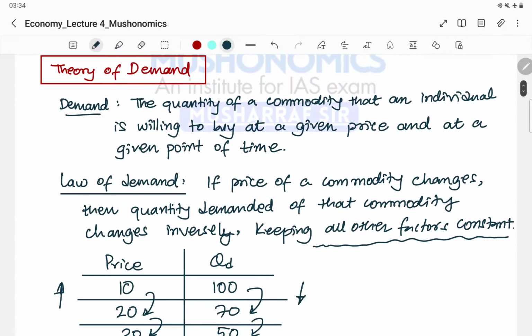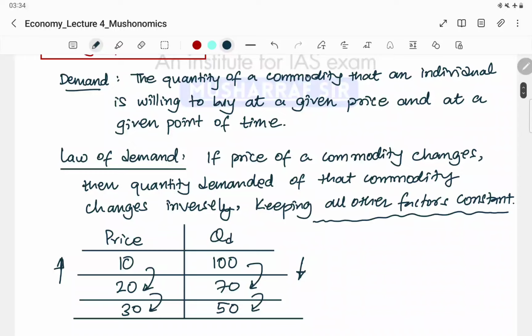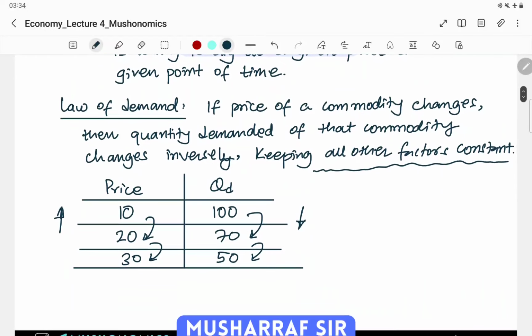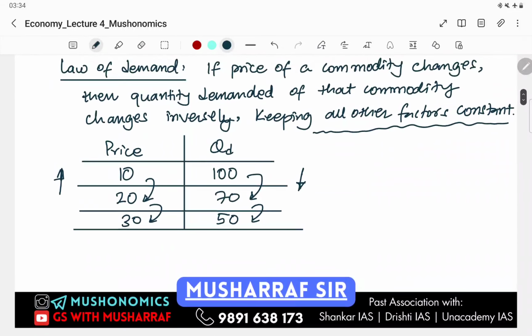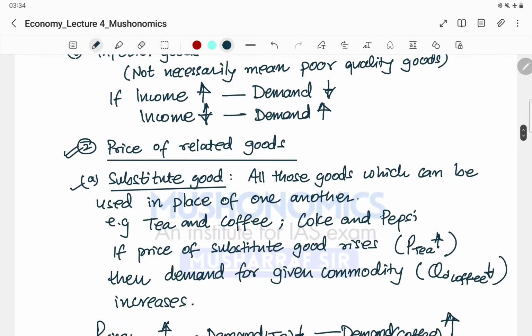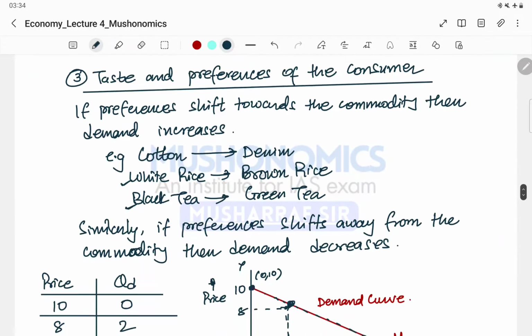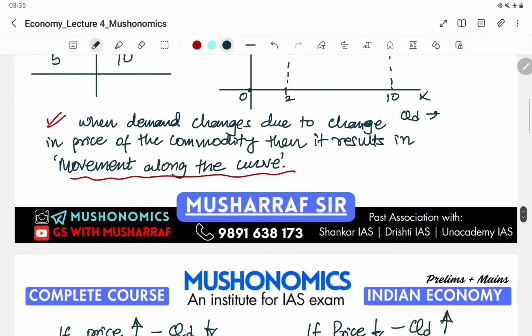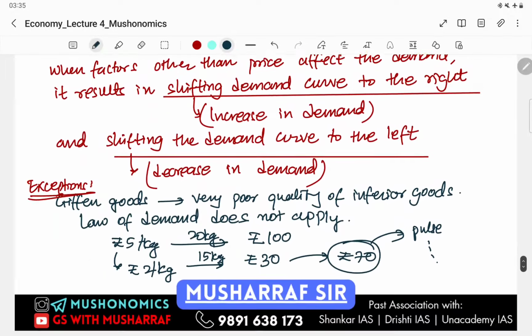Let's revise once before we conclude the class. See, demand is what? The quantity of a commodity that an individual is willing to buy at a given price and at a given point of time. Then we discussed the law of demand: if price is increasing, quantity demanded will decrease. Then we talked about how price is not the only thing which influences demand. We talked about income of consumer, then price of related goods, in which we covered substitute goods and complementary goods, then tastes and preferences. Then we talked about movement along the curve and shifting the curve to the right or to the left.